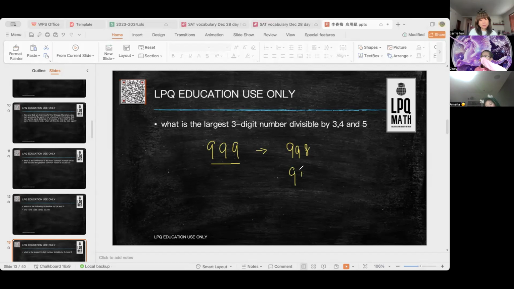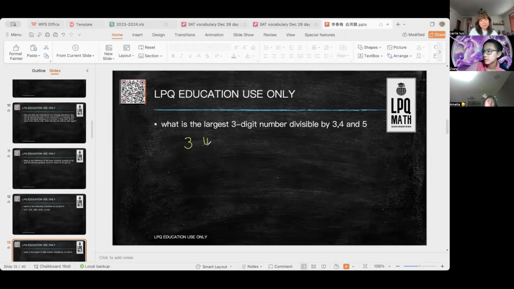And 994, 990 can be divisible by both 3 and 4, correct? But is this one divisible by 5? So this one is divisible by 5. So that's why this is 990. This is the method of listing. Right? But do we have another way?